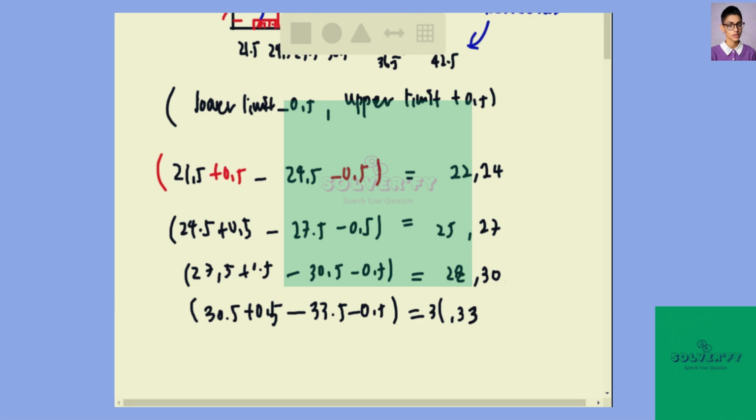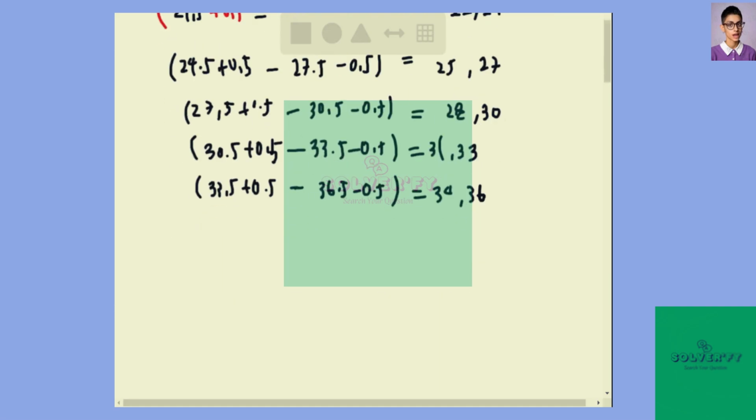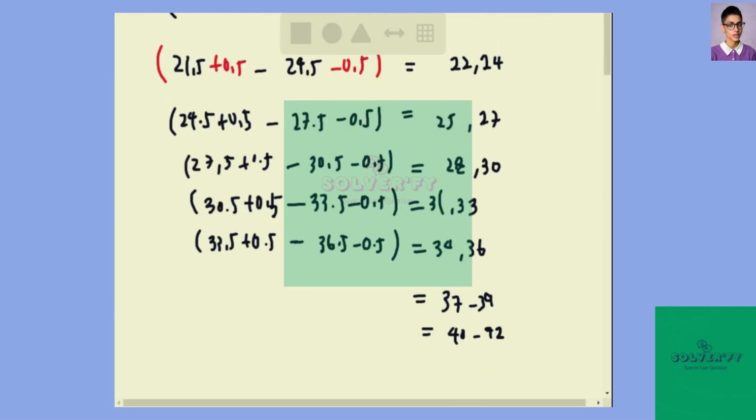So these are the class limits, and let's keep going. 33.5 plus 0.5, and all the way through 36.5 minus 0.5. This is not a subtraction sign over here; it's from here to here, from here to here. So this is going to be 34 to 36. Now you guys get the pattern, right? Let me just complete this. We don't really have to repeat it. The next one will be 37 to 39, and the next one will be 40 to 42.